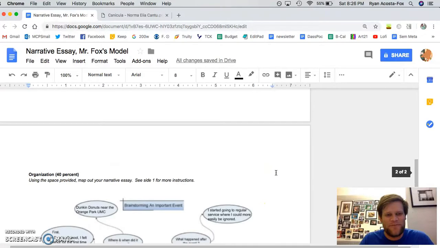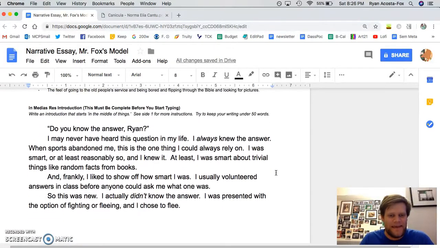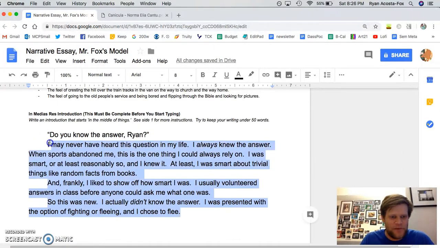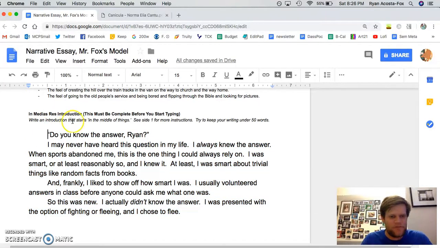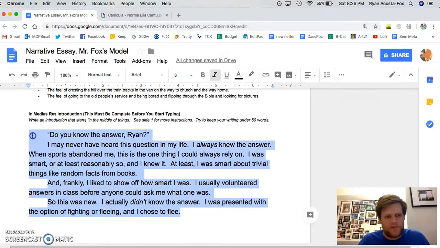Okay. So I'm going to flip back to the back, and I already have something written here for my in medias res introduction. And it says the instructions are: write an intro that starts in medias res, in the middle of things. See side 1 for more instructions. Try to keep your writing under 50 words. So you only need to write around 50 words on this page.